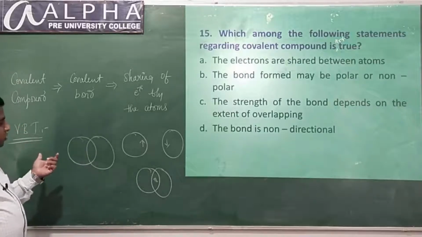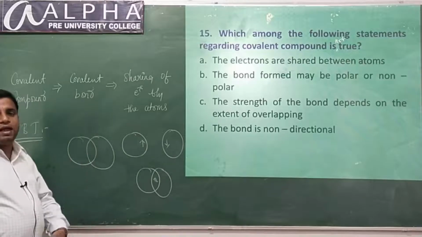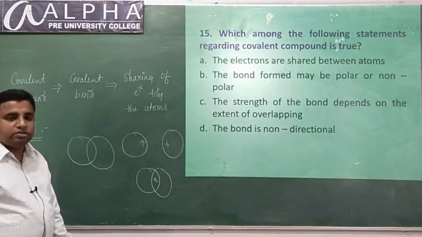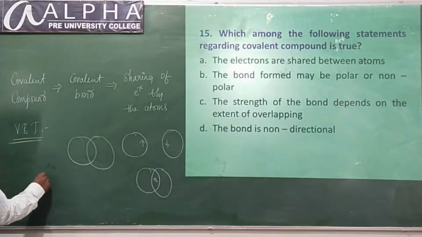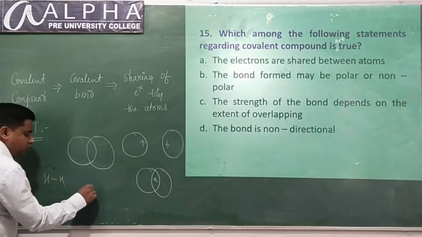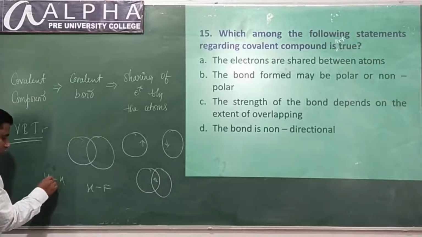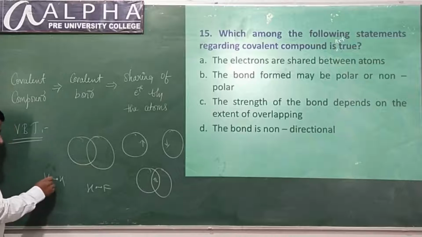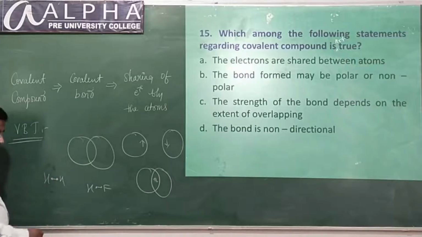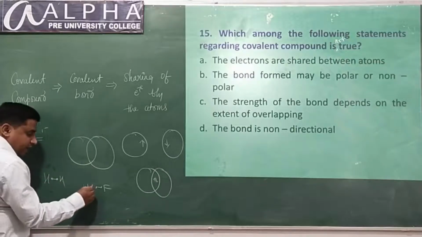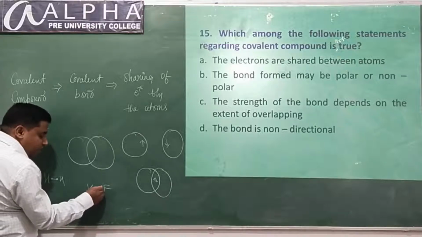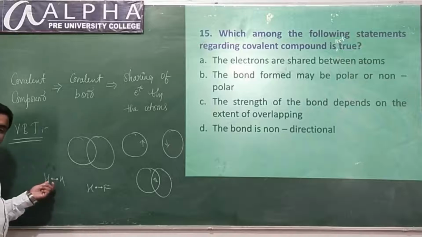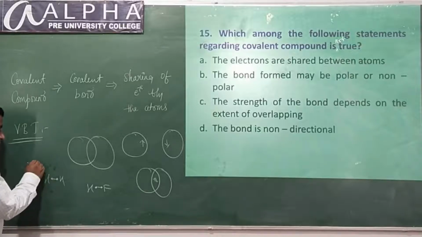According to valency bond theory, a covalent bond is formed by overlapping of atomic orbitals. A covalent bond involves sharing of electrons between the atoms. That is correct. If I consider hydrogen molecule and hydrogen fluoride molecule, this is also a covalent bond. Here hydrogen is sharing one electron, this hydrogen is sharing one electron. It forms a covalent bond. Here hydrogen is sharing one electron and fluorine is sharing one electron. It's a covalent bond. What type of covalent bond is it? It's a non-polar covalent bond.